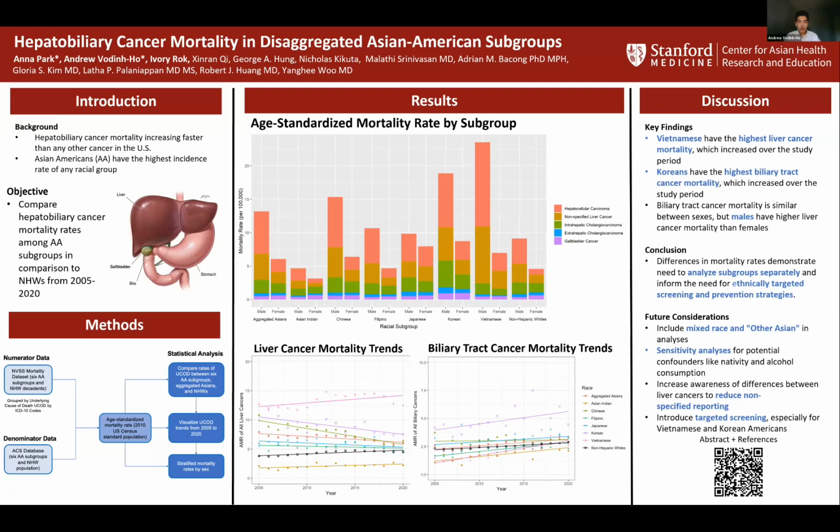And another interesting thing to note is that looking at the first two, hepatocellular carcinoma and non-specified liver cancer, the differences between male and female are quite pronounced. Male mortality is much higher, whereas for the other three, the effect is not as major.